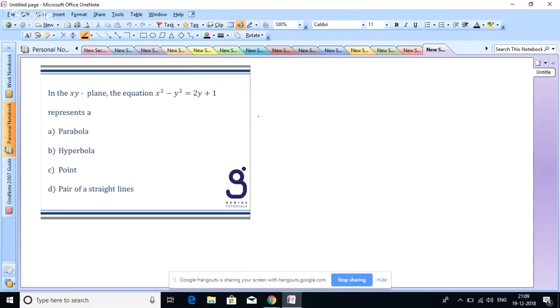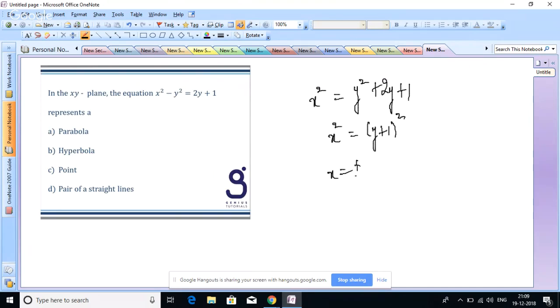Next, we have to find what this equation represents. So we can write it as x square is equal to y square plus 2y plus 1. That means x square is equal to (y plus 1) whole square. Or we can say that x is equal to plus minus (y plus 1), which is nothing but a pair of straight lines. So option D is the correct answer.